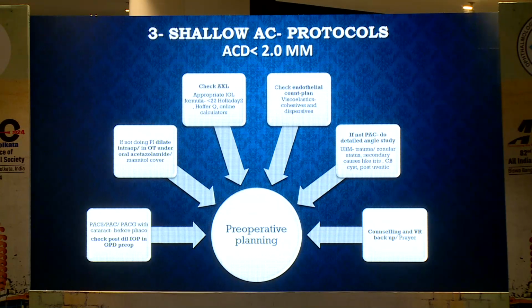Also keep a check on the axial length, because very often they have shorter axial lengths, and choose your IOL calculation accordingly. Also make note of the endothelial count and plan OVDs accordingly, because shallow AC increases the risk of endothelial loss as well. And in case you know you're not dealing with a primary angle closure, do a detailed angle study. Use machines like UBM to know the cause for secondary angle closure, because that also sometimes gives cues regarding the zonular status. And counseling and VR backup should be planned accordingly.